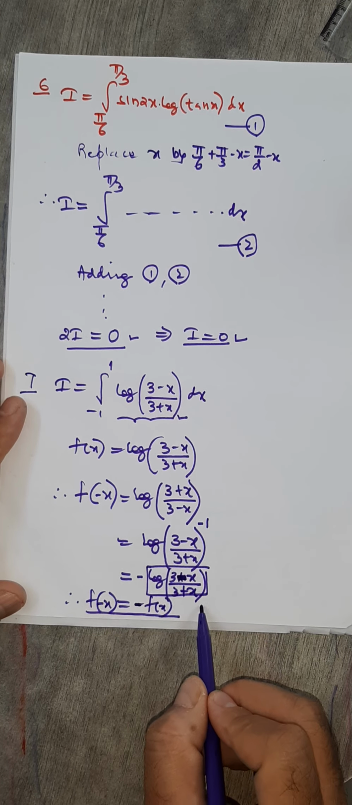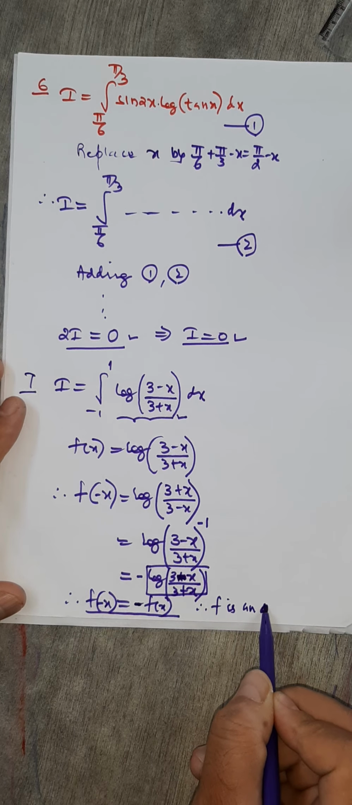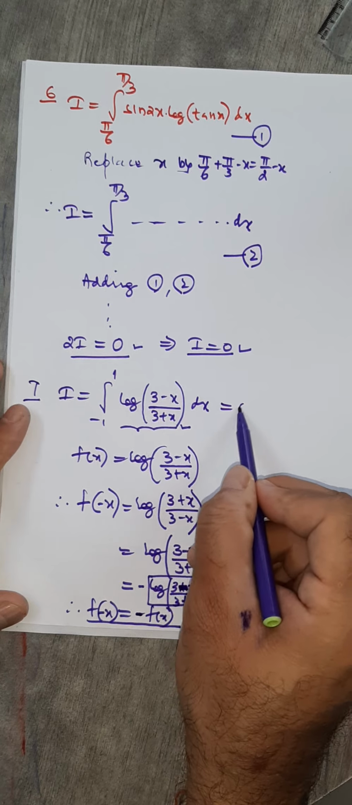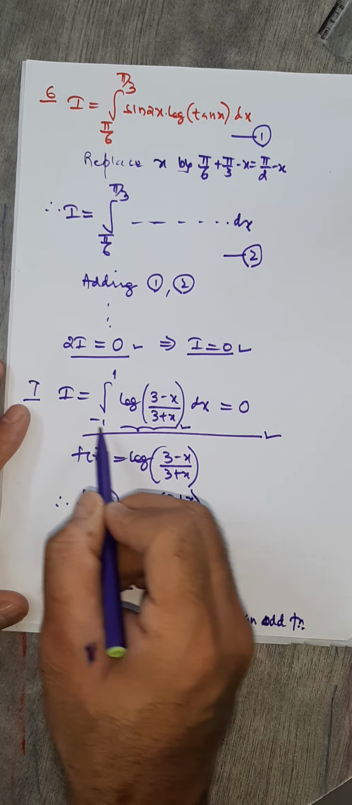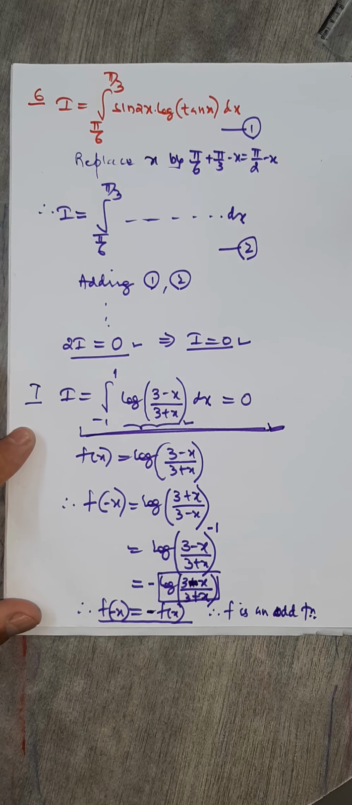So what is your conclusion? f is an odd function. And therefore the value of the integral is 0 here. The value of the integral equals 0 because I have shown that it's an odd function.